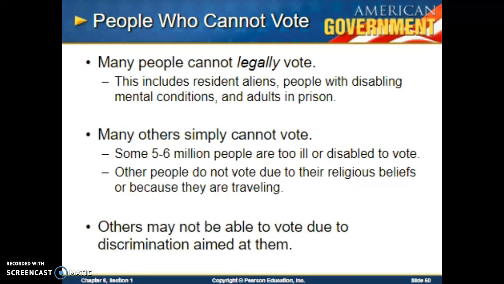People who cannot vote. So many people cannot legally vote. This includes resident aliens, people with disabling mental conditions, and adults in prison. Many others simply cannot vote. Some 5 to 7 million people are too ill or disabled to vote. Other people do not vote due to their religious beliefs or because they are traveling. Others may not be able to vote due to discrimination aimed at them.